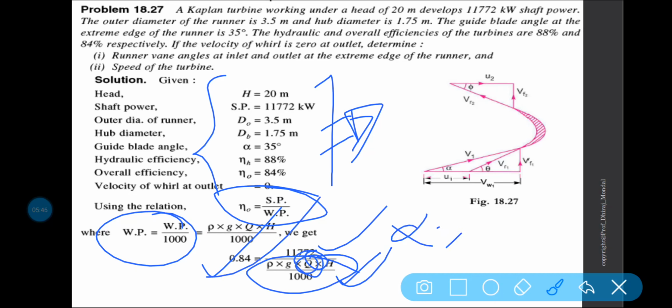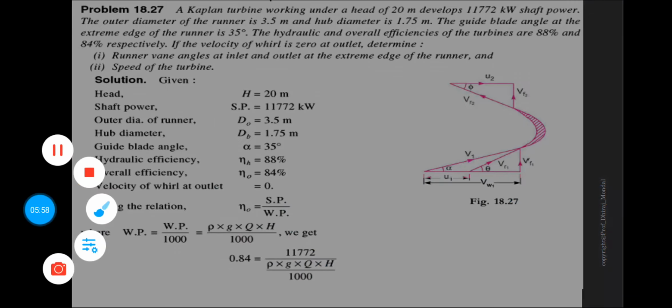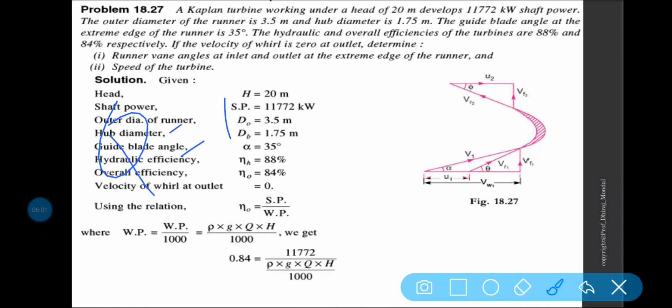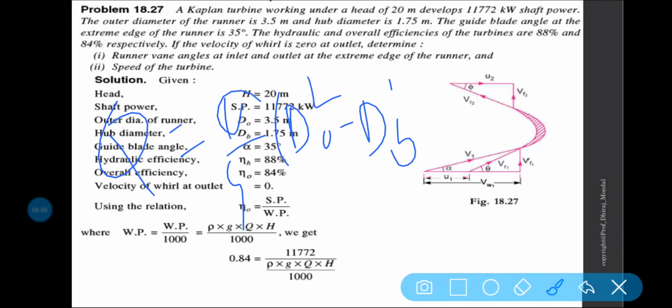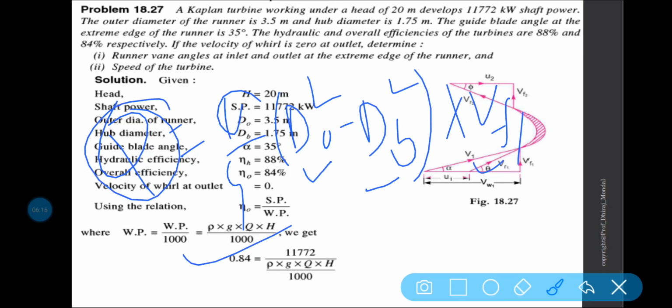So I have got q, and q is equal to pi by 4 (d naught square minus dv square) into vf1, clear? Again I am writing q is equal to pi by 4 (d naught square, meaning d outer square, minus dv square) into vf1. d naught square is given, dv square is given. Can I find out vf1? Because the discharge I have already got from the equation, overall efficiency is equal to shaft power by water power. So I can easily find out vf1.